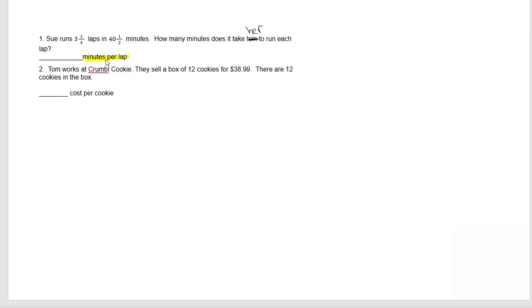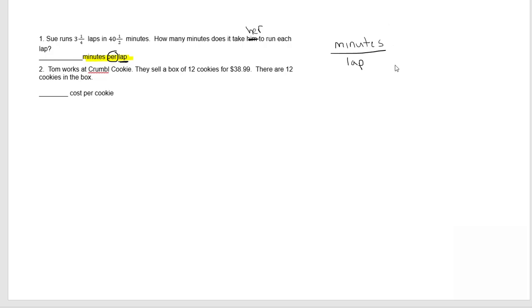Now, here are the key words that are going to help you with this. We want to know how many minutes it takes her to run each lap. So remember that when you're finding unit rate, you want to look for the key words of per and each. That's going to help you to know what you're going to divide by. So if it's minutes per lap, you're going to have minutes divided by laps, okay? If we're finding minutes per lap, the one that comes after the per, that's the one that you're dividing by.